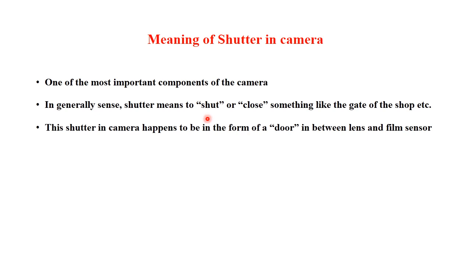And when we want to associate this shutter with the camera, then this shutter in camera happens to be in the form of a door in between camera lens and film sensor. So we also have shutter in the camera, and remember that this shutter is in between the camera lens and the film sensor. It means that it separates the camera lens from the film sensor.